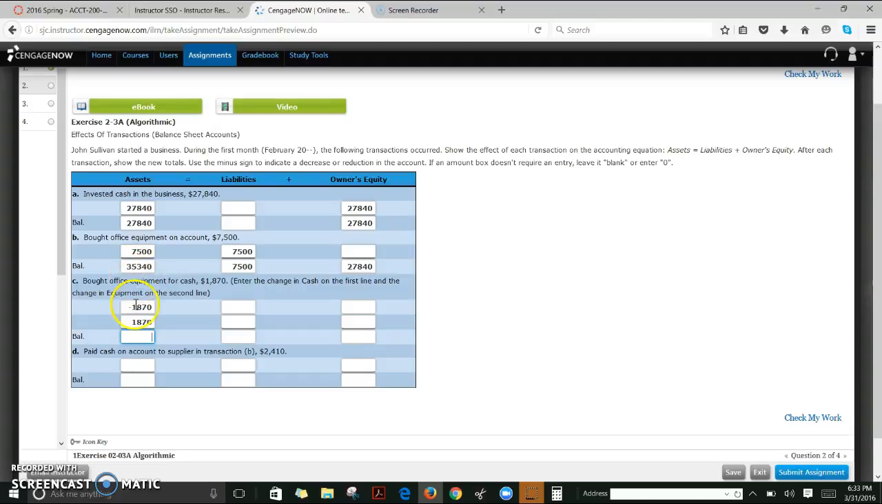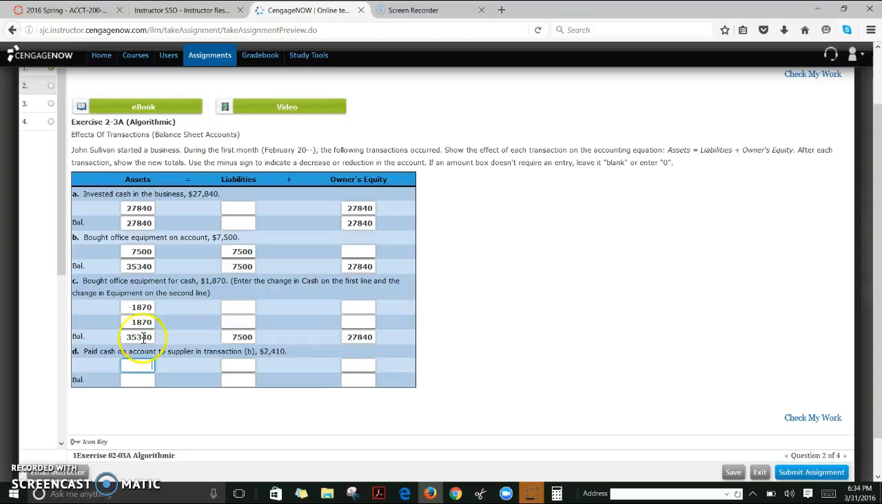So what effect did that have on our assets? Actually, it just transferred it from one asset to another, so there's really no effect. 35,340. Nothing happened here, so it's still 7,500 balance, and nothing happened here, so it's still 27,840.